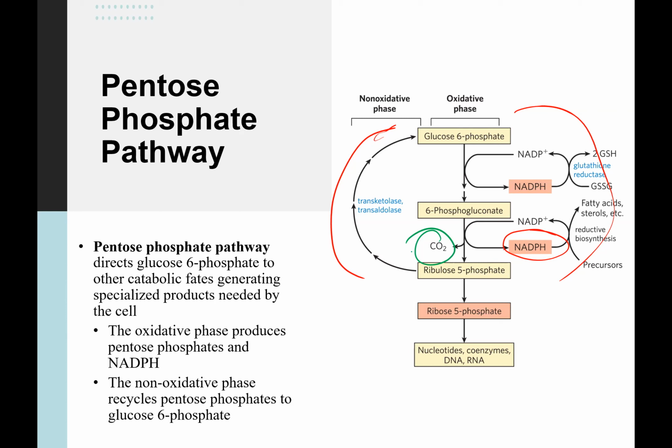I meant to say the oxidative phase. Thank you. Yeah, every time we go through the oxidative phase, and the non-oxidative does produce glucose 6-phosphate, so there are only potentially 6 cycles possible. It's just a math thing.